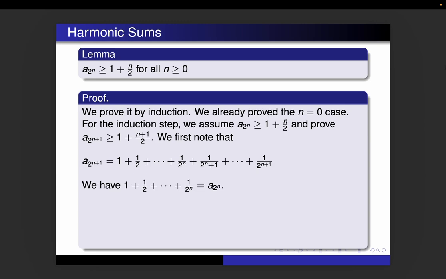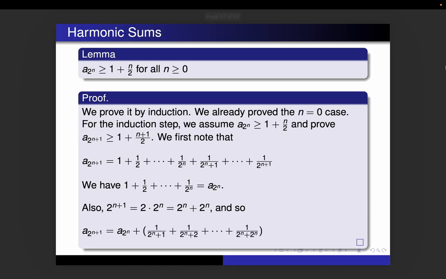So as I noted, when we add all the way up to 1 over 2 to the n, that gives us a sub 2 to the n. And also that last one, 2 to the n plus 1, is the same as 2 times 2 to the n. And 2 times 2 to the n is exactly the same as 2 to the n plus 2 to the n. We're going to write it that way because it'll help us figure out some stuff, right? So if we put in that information, we get a sub 2 to the n plus 1 equals a sub 2 to the n plus 1 over 2 to the n plus 1, plus 1 over 2 to the n plus 2, all the way to 1 over 2 to the n plus 2 to the n.